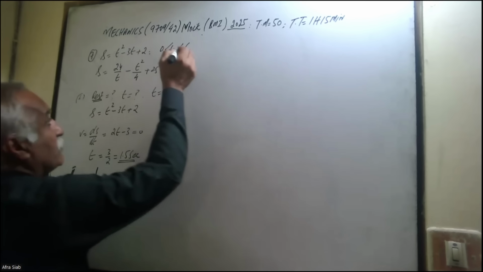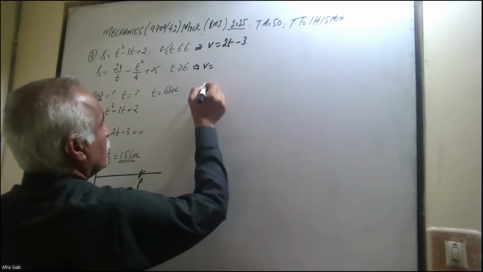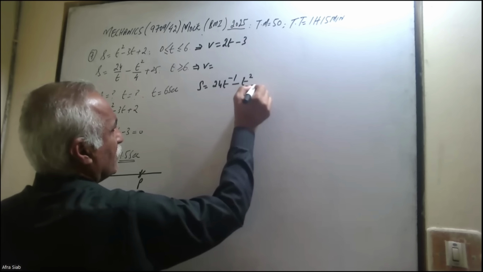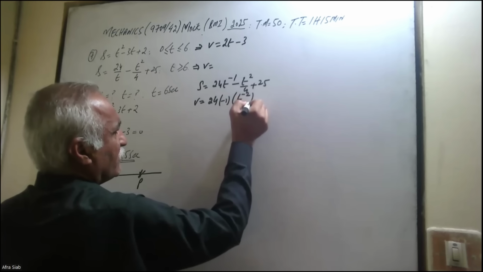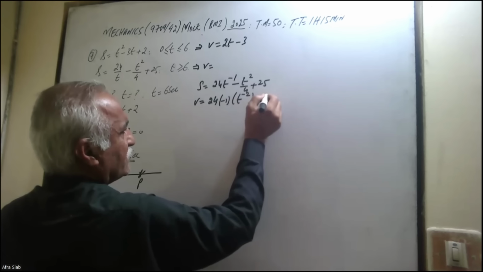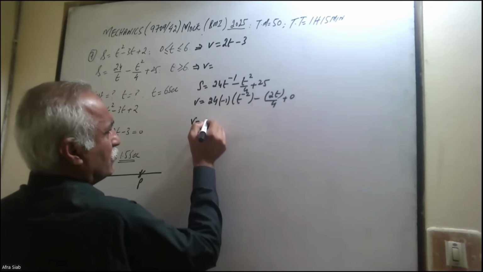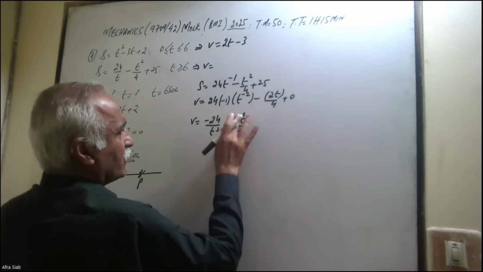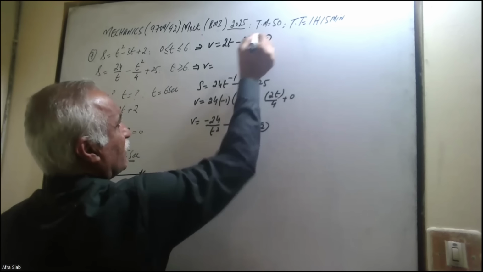So for this portion, velocity is equal to 2t − 3. And for this one, since s = 24t⁻¹ − t²/4 + 25, v = 24 × (−1) t⁻² − 2t/4 + 0. So the velocity is equal to −24/t² − t/2. That is for the second equation of motion, and the earlier one is for the first equation of motion.